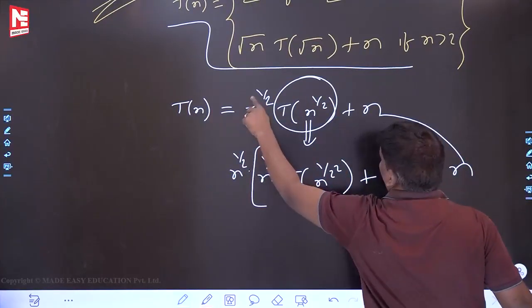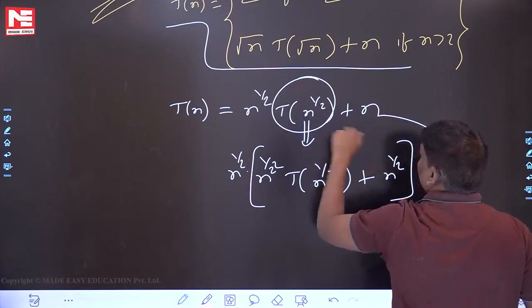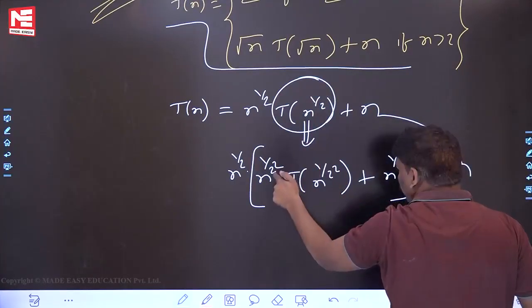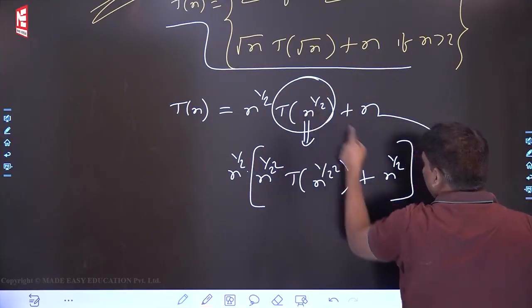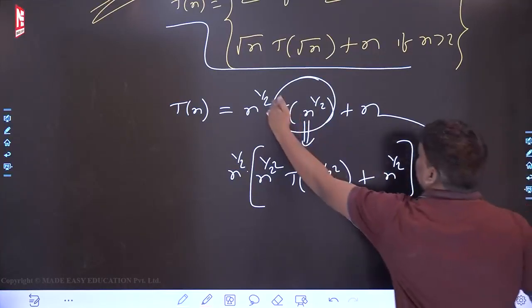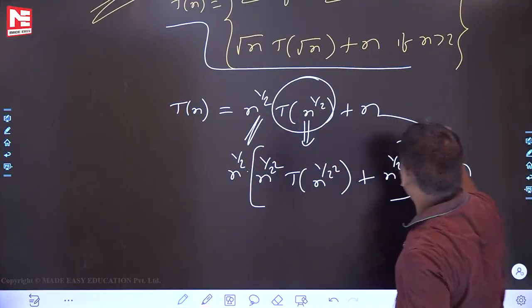N is there. First time root, second time root, third time no root. Next one, already root there. Again root first time, again root second time, third time no root. Outside thing, this is as it is. This is also as it is.